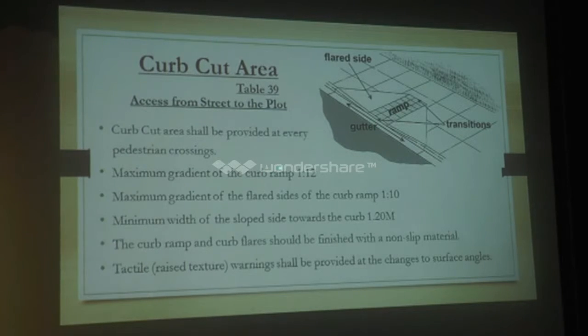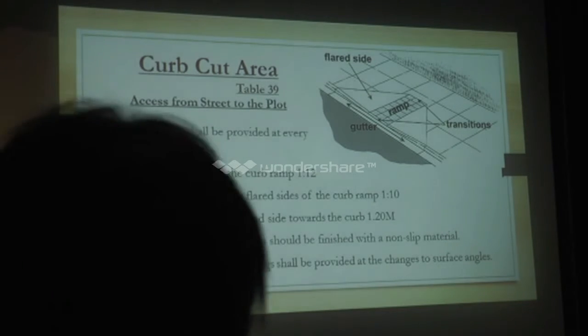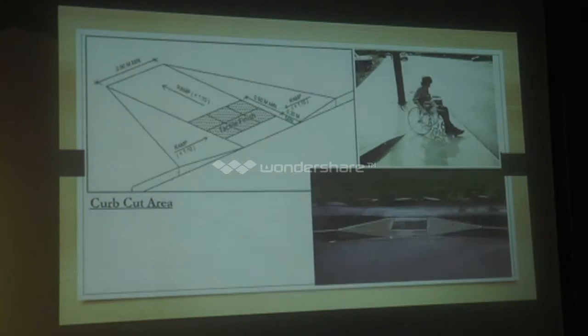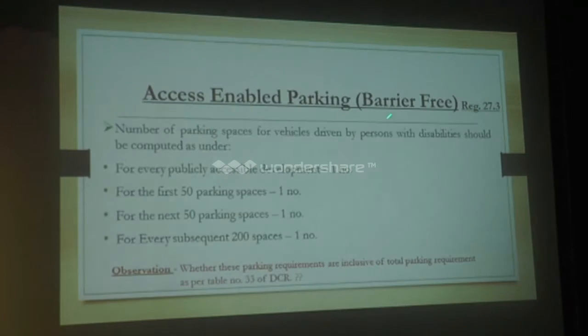The maximum gradient of a curb ramp should be 1:12. The maximum gradient for the flare side, that is sideways, should be 1:10. The minimum width of this slope should be 1.2 meter. Then the curb ramp and curb flares should be finished with a non-skid material. Tactile warning strips shall be provided in the building. This is a typical photograph where the curb ramp is provided.